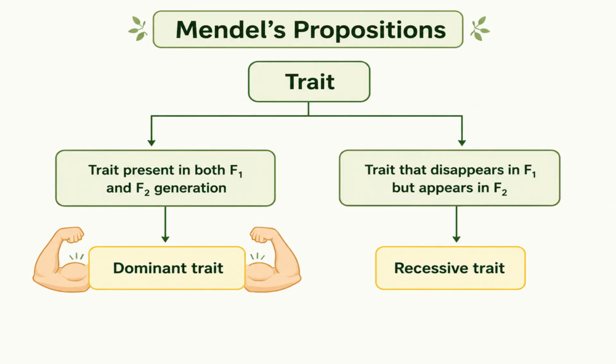Now the most important thing to understand is, the recessive trait was not destroyed or lost. It was present inside the hybrid plant, but remained hidden temporarily. And when conditions became suitable in the F2 generation, it appeared again. So Mendel concluded that traits are controlled by factors, and among the two factors, one can dominate over the other. This simple observation became the foundation of modern genetics.